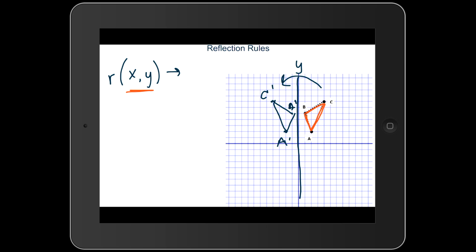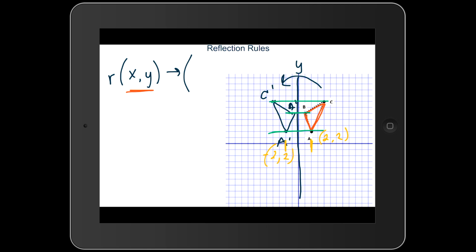Well, what happens here when we reflect that? If you notice, all the y coordinate values stay the same. They didn't change any. The values that did change were the x values. So if I'm looking at point A, you notice that the coordinate point was 2, 2 in the pre-image. Well, in the image, it ended up being negative 2, 2. So what happened here? What happened was the x values became the opposite.